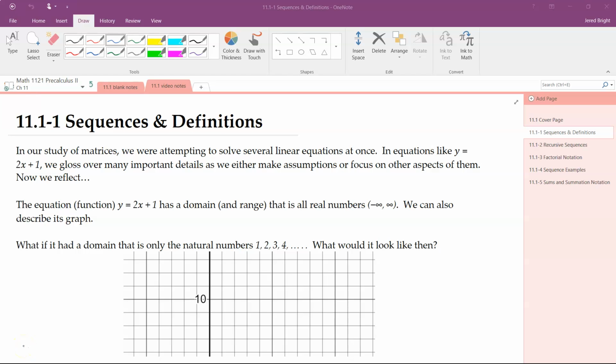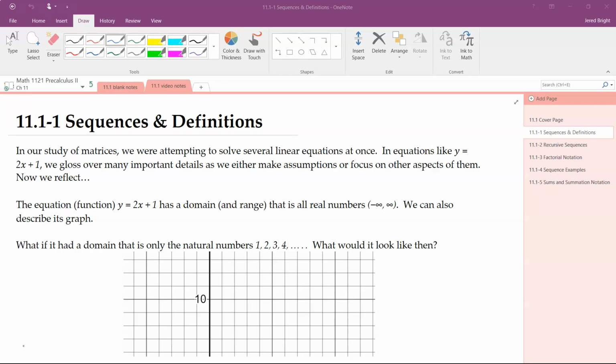With this lecture starts a new module on sequences and series. When we were looking at matrices, we were looking at linear equations, right? Like y equals 2x plus 1. And we kind of skipped over a lot of the different details related to that equation and, well, really function, because we had studied it already. We know it's a line, and it has a certain slope and intercept and domain and range.